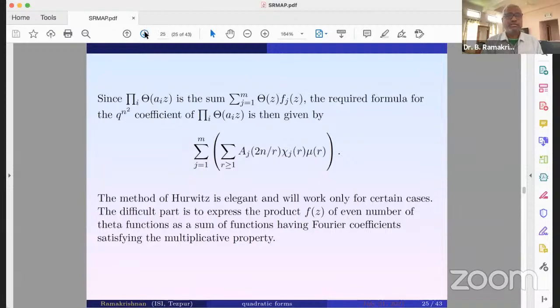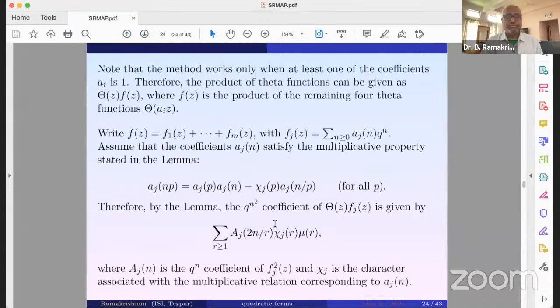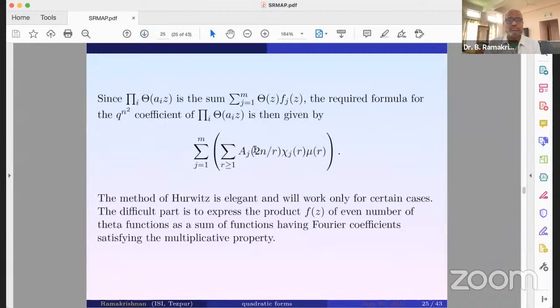So each theta fj is given in terms of this aj of 2n by r, chi j of r, mu of r, by the method of Hurwitz. Therefore, the summation over j of theta of fj is given by summing over all this j. So this is the way they find the formula, and then you do the simplification and put it in this nice form. So this is a very elegant method and it works only in certain cases.